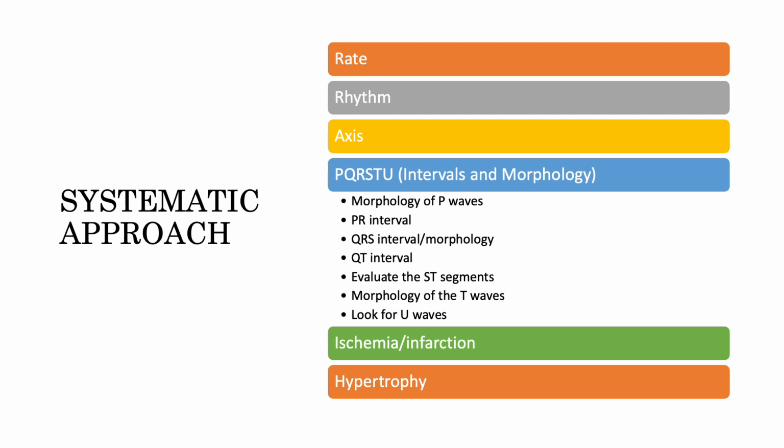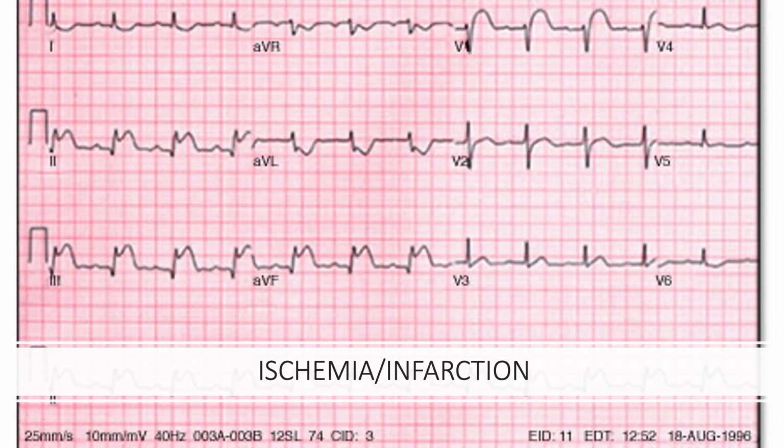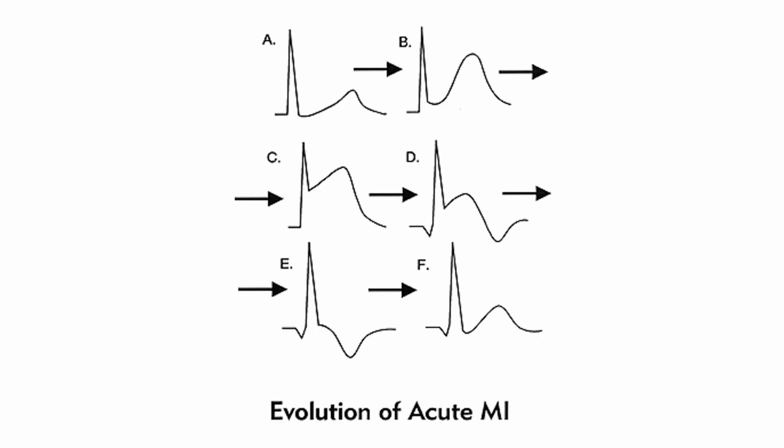Next up would be to evaluate the ST segments and look at the morphology of the T waves, as well as looking for U waves. I incorporate this into looking for evidence of ischemia and infarction because I'm going to be evaluating my ST segments. I'm going to be looking for any abnormalities in the T waves and moving forward from there. And so we're going to combine these aspects. So let's talk about the criteria for ischemia and infarction.